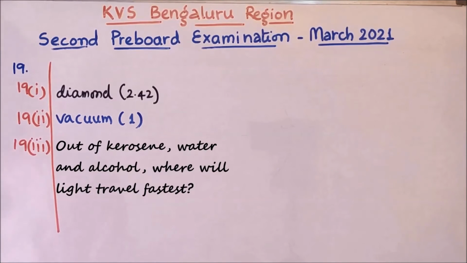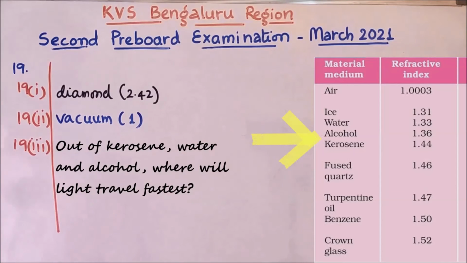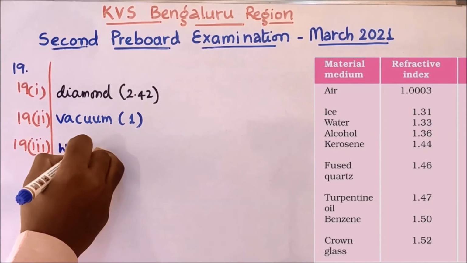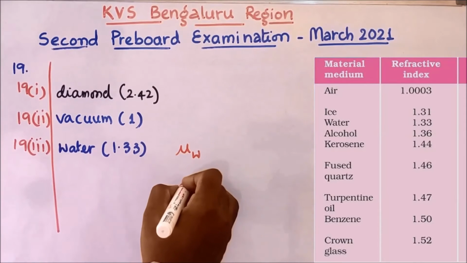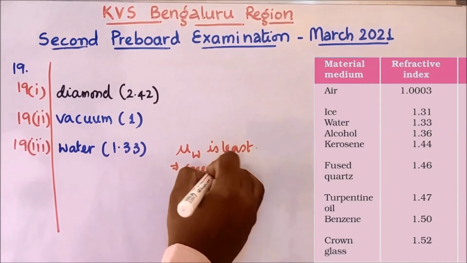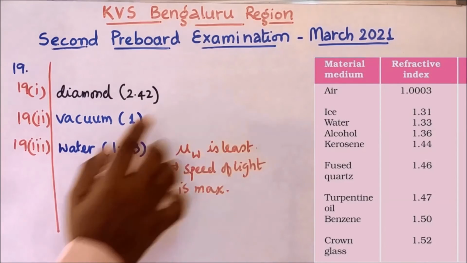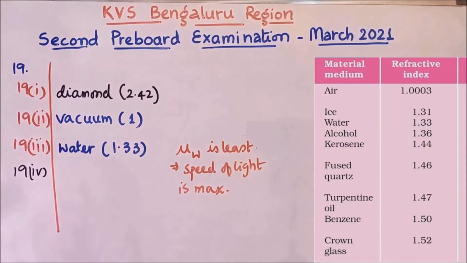Next, third question, 19.3. Out of kerosene, water and alcohol, where will light travel fastest? Now see the table on this side. Compare which has the least refractive index out of the three: water, kerosene and alcohol. It is water, which has a refractive index of 1.33. Since the refractive index of water is the least out of the three, the speed of light is maximum. No need to write this, just this answer is enough. This is just for 1 mark. Okay, we will have 2 more questions in this paragraph.